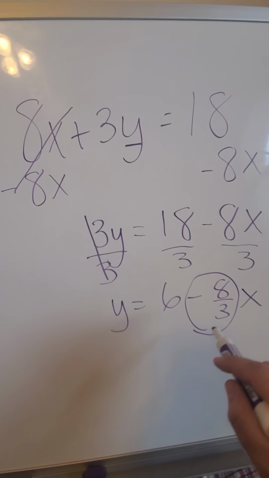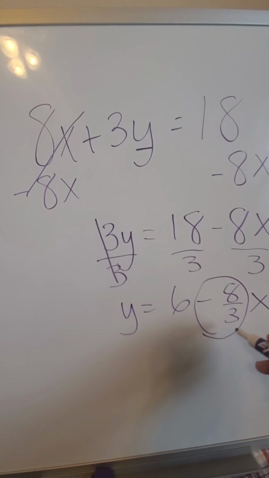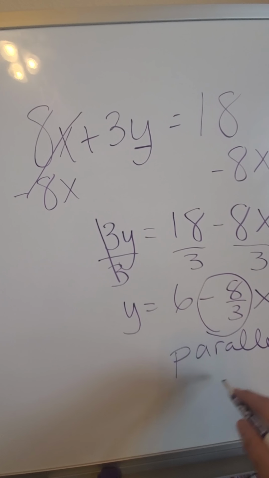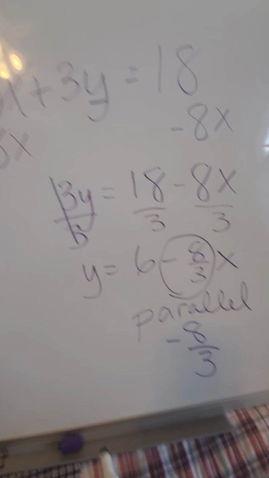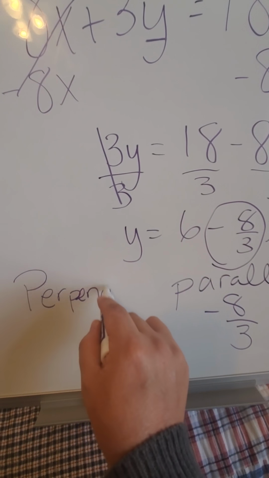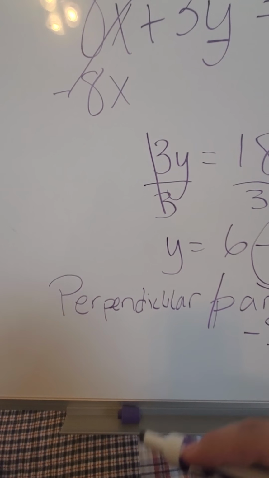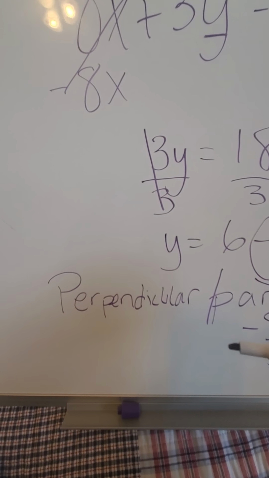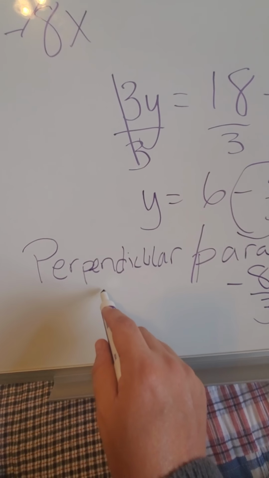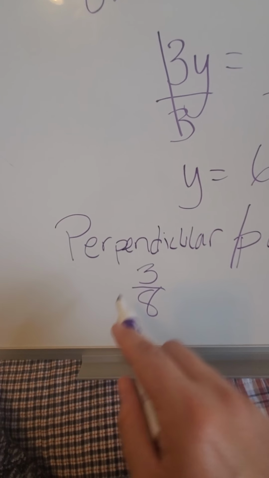So if I wanted to know parallel, if it was a line that's parallel to this, it would stay the same, negative 8/3. But what about perpendicular? You remember perpendicular is where it not only intersects, but it forms right angles. So for perpendicular, I'd have to take this slope, flip it, make it 3/8, and change the sign. So I go from negative to positive, and that'd be perpendicular.